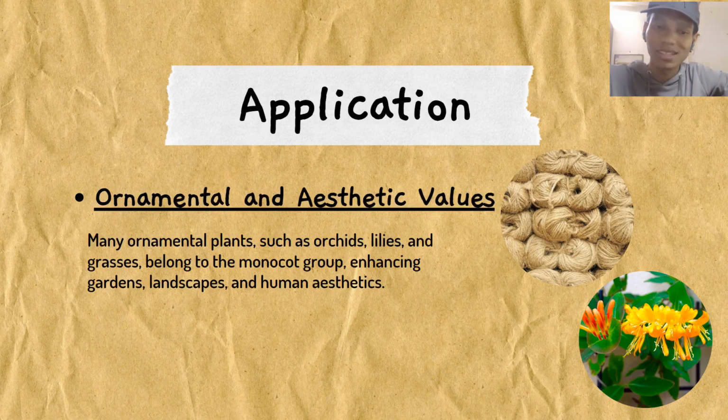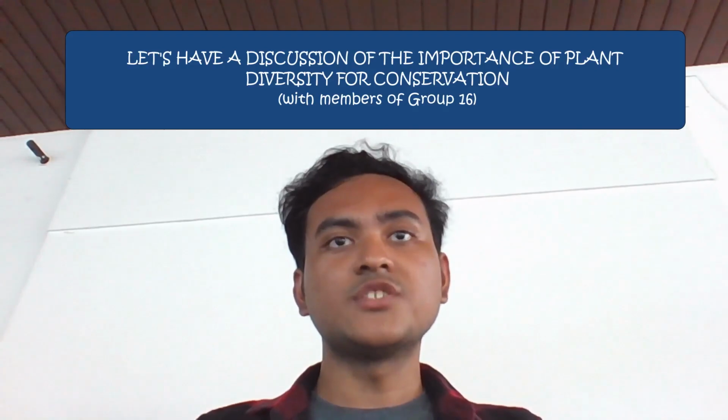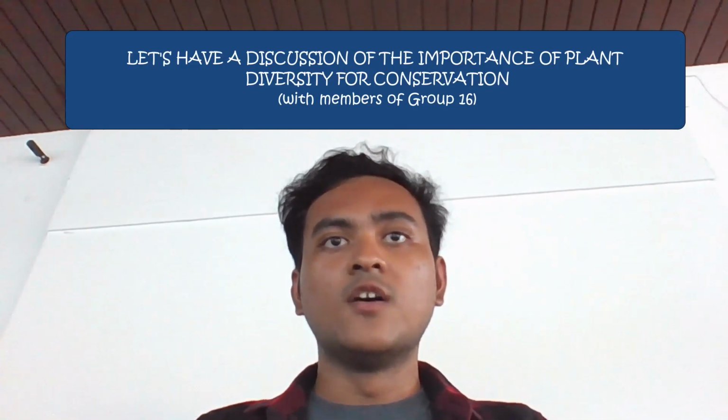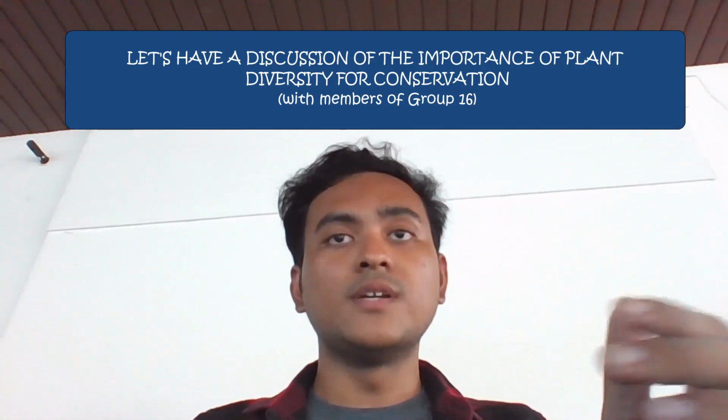Ornamental and aesthetic value. Many ornamental plants such as orchid, lilies, and grass belong to monocot group, enhancing garden landscape and human aesthetics. Let's have a literal discussion about the importance of plant diversity for conservation with my group members. First, I'm going to ask Aiman about his opinion.